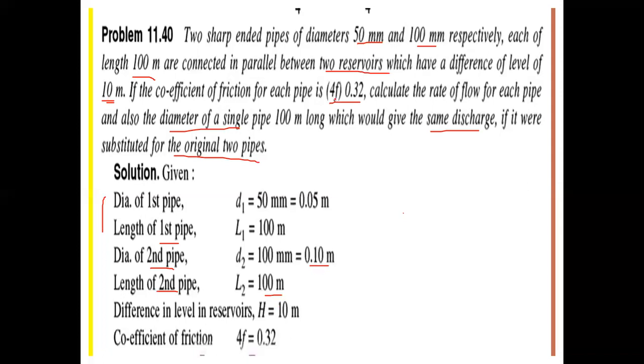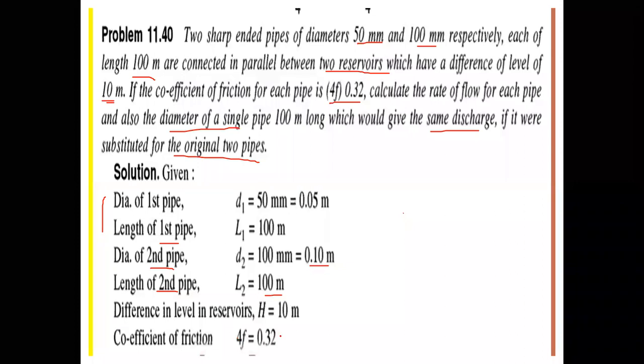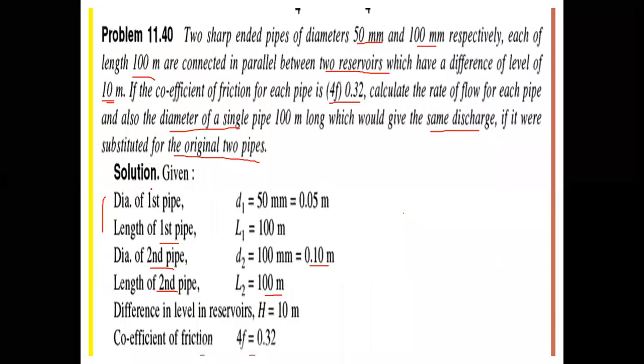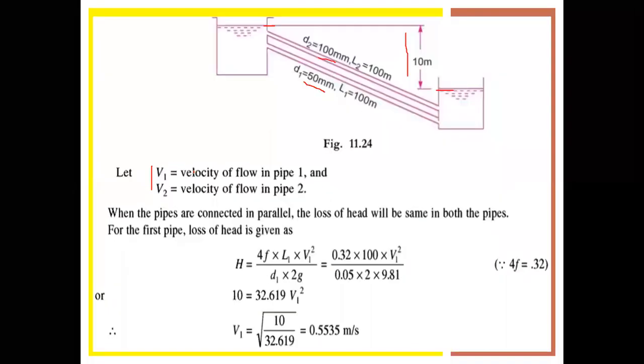And what is the coefficient of friction? 4F is equal to 0.32. Therefore, F is equal to 0.32 divided by 4. You are getting some value. Next, what is the consideration here? Velocity is not given in the given data. Therefore, V1 is the velocity of flow in pipe 1, and V2 is the velocity of flow in pipe 2.